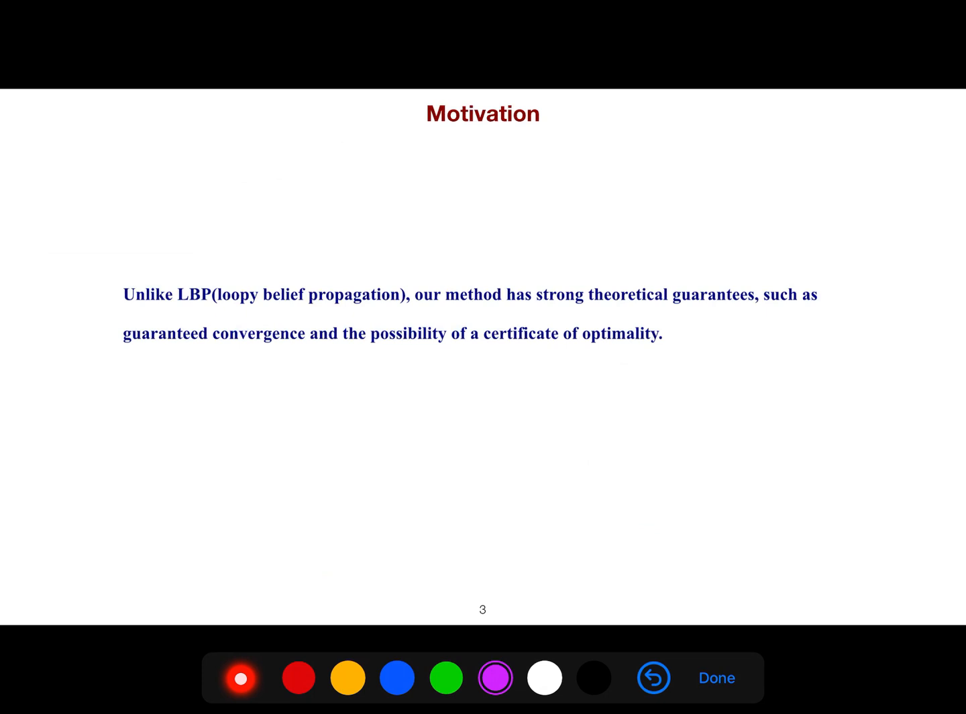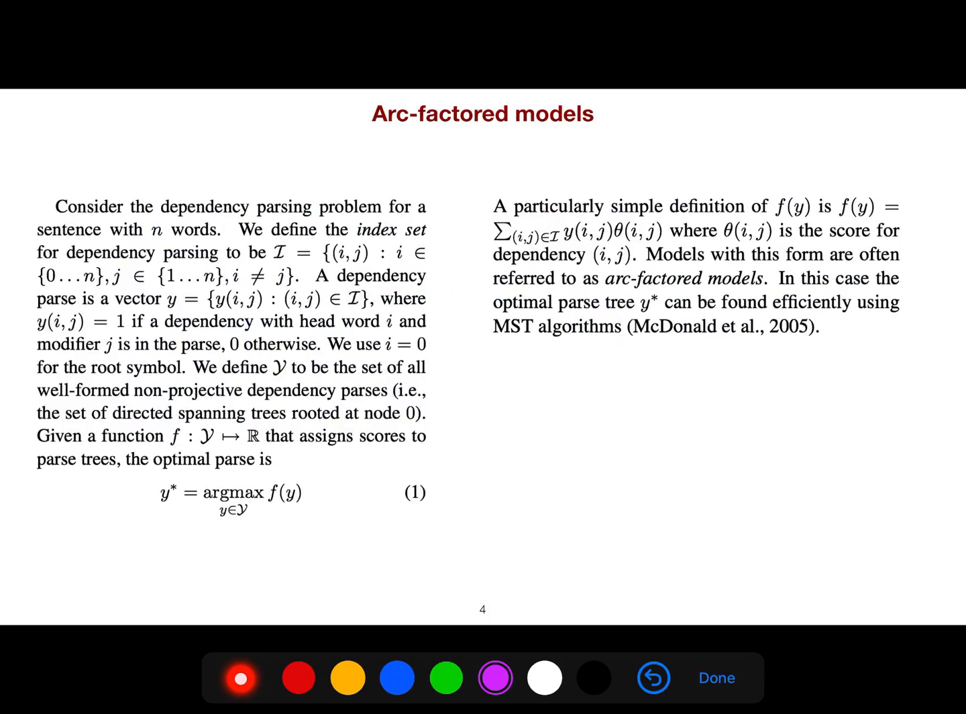But let's see the motivation. So as I said, unlike loopy belief propagation, our method has strong theoretical guarantees. You are just hopeful that this converges. But in mathematics, we should measure what hope means, and we should measure everything. So we go to scientific things like linear programming, duality, symmetry, and those things.